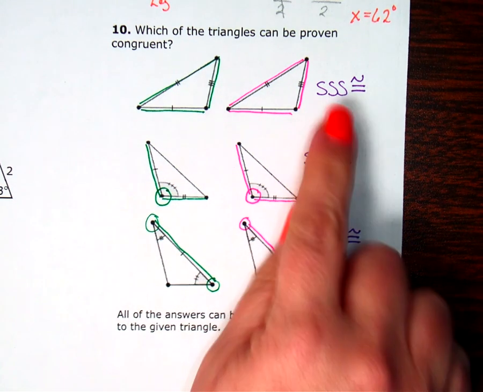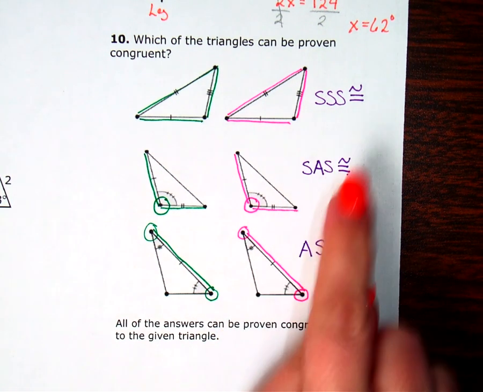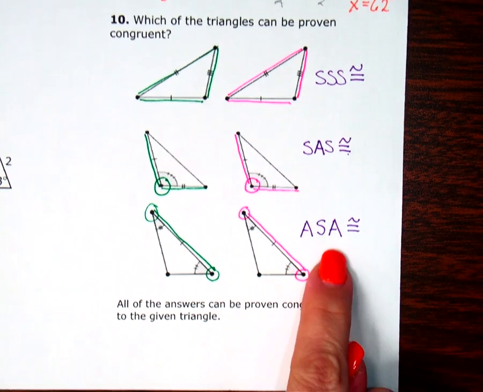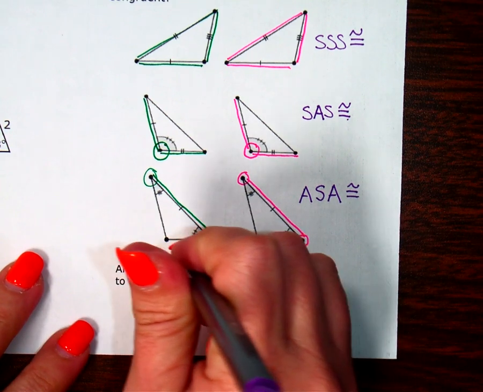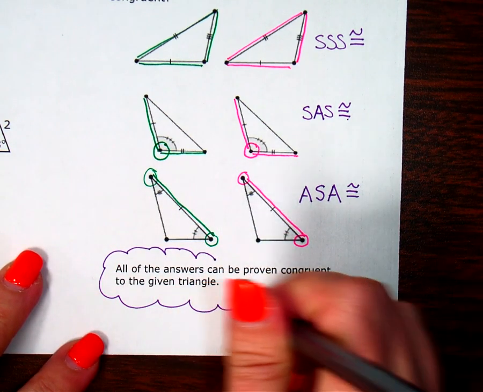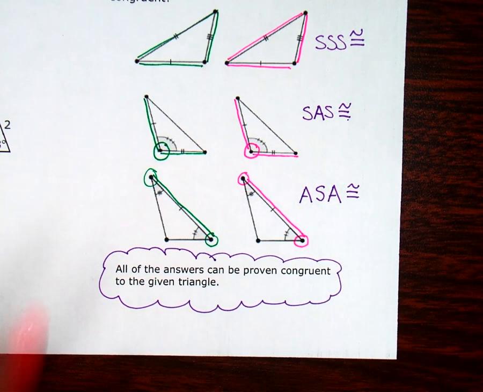Okay? All right, so this one works by side, side, side. This one works by side, angle, side. This one works by angle, side, angle. So I'm going to circle all of the answers here that can be proven congruent to the given triangles. Okay? I have congruent triangles in each one of those circumstances.